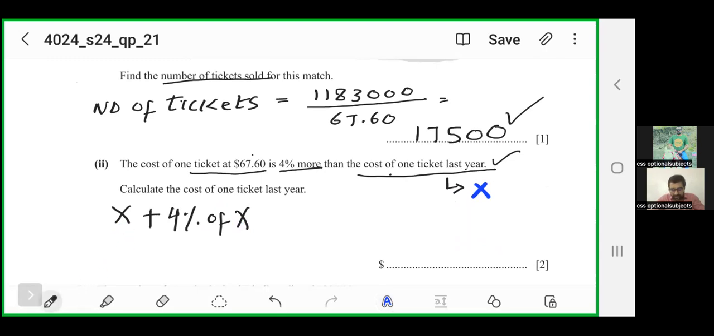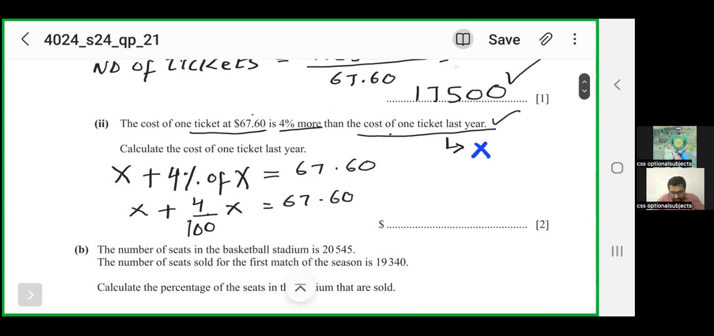You will get the ticket cost for this year, which is 67.60. Last year, the cost was X. This year, the cost has increased by 4%, and this 4% is basically of X. So you have to increase X by 4%. You will get the cost of the ticket for this year, that is 67.60. If you simplify it, this will be X plus 4% is 4 over 100 X is equal to 67.60.